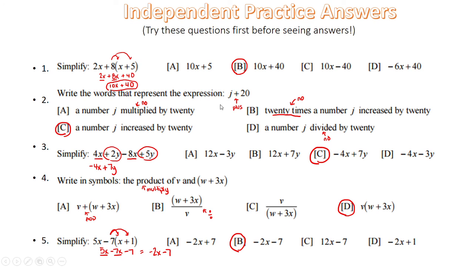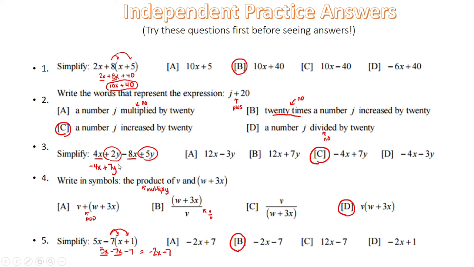B. On number 2, we need to translate and find something that means plus. So the phrase that means plus is increased by, but I'm not going to pick B because B has an extra phrase in front which is 20 times. So your answer is C.